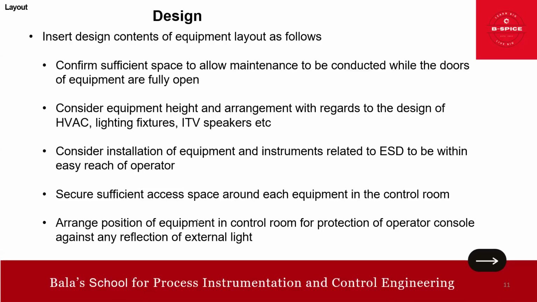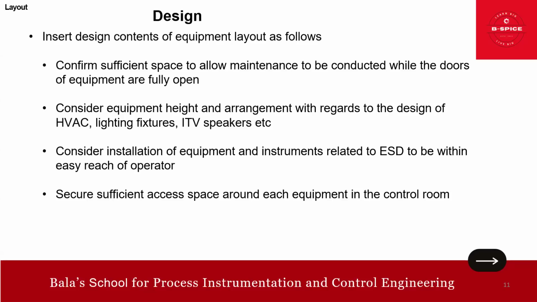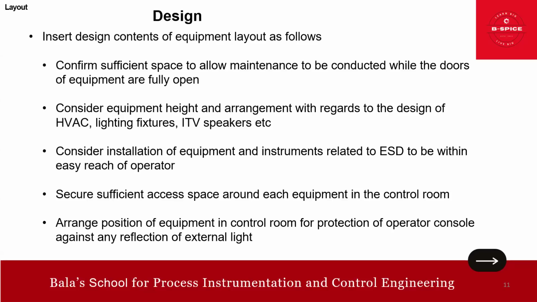And arrange the position of equipment in the control room for protection of the operator console from any reflection of external sunlight. This is just an option. If you have a challenge with the reflection of light, you have to position that in such a way that the light will not get reflected. Okay, that's it. Because the light reflection will cause hindrance to the operation and viewability.